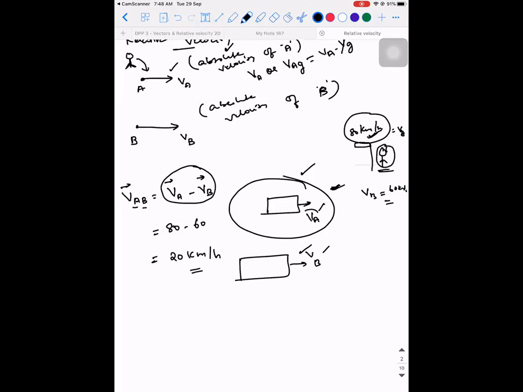So what exactly do I mean? 80 kilometers per hour is the velocity recorded by the police who's standing on the road. 60 kilometers per hour is the velocity recorded by whom? By the same police standing on the same position of the road. Somewhere else also it is going to measure the same value. But one necessary condition is that the observer should be stationary. That is the meaning. Now, what do I mean by VAB?